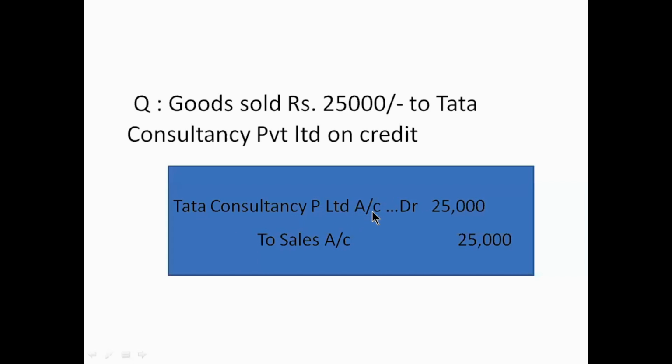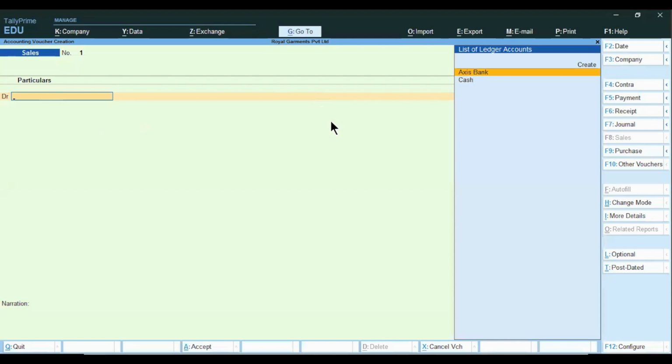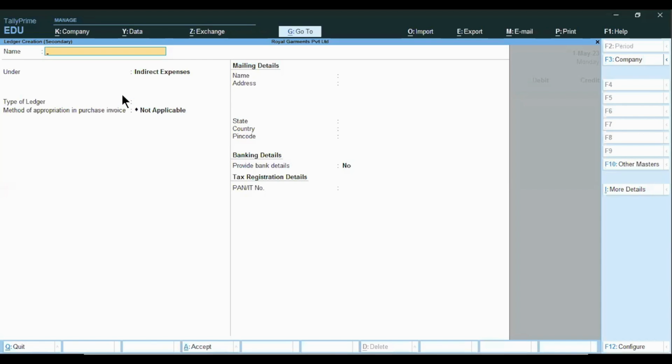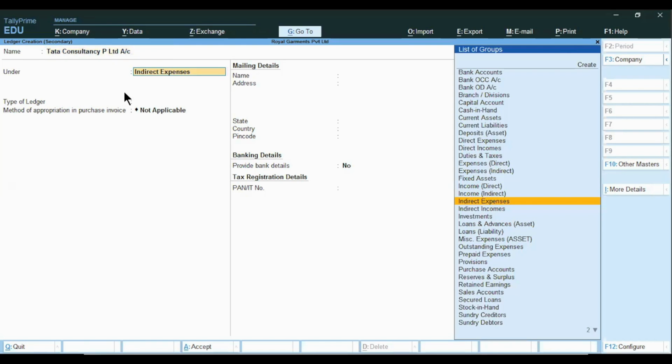The transaction is Tata Consultancy Private Limited account debit to sales account. So Tata Consultancy is the party to whom we have sold the goods. So it is our debtor. So we will create the ledger. We don't have this ledger. Alt C is used to create the ledger. Tata Consultancy Private Limited account. He is our debtor.